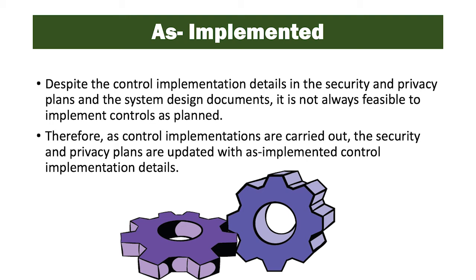So there's a lot to understand here, but essentially what we're talking about is earlier, when we defined how the control was going to be implemented, we based that on our best guess or the assumptions we had about the system. As we started developing the system, it may become evident that those security or privacy controls can't be implemented as we planned. So in this step, we're going to go back and look at the plan and update it to reflect the way the control was actually implemented when we built the system.